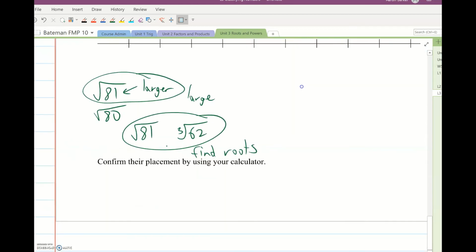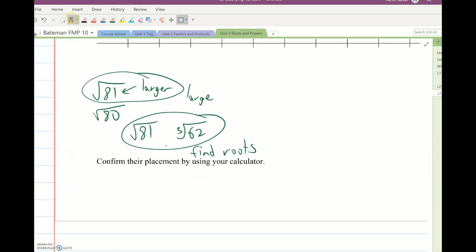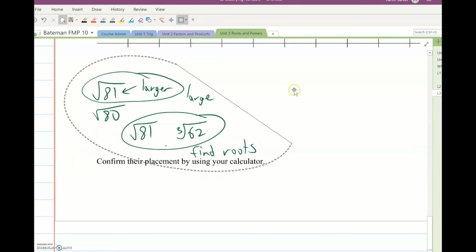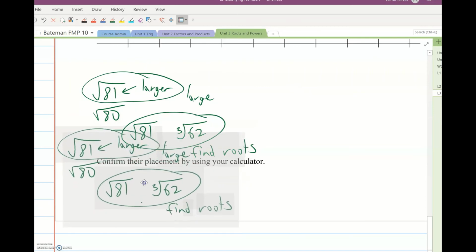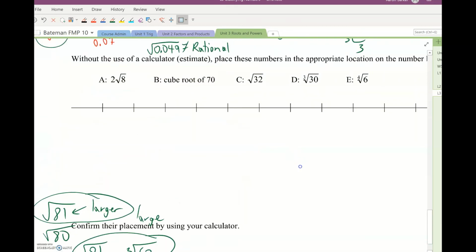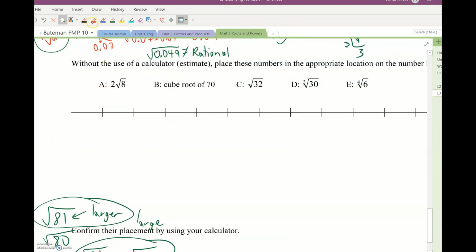Okay, so what we're going to do then is just move this down here to the side. Good. And so let's go here. 2, we're going to move that inside. So we would get 2 times 2 times 8, which is square root 4 times 8, which is square root 32. So if we're comparing that to C, which is root 32, they're going to be equal.